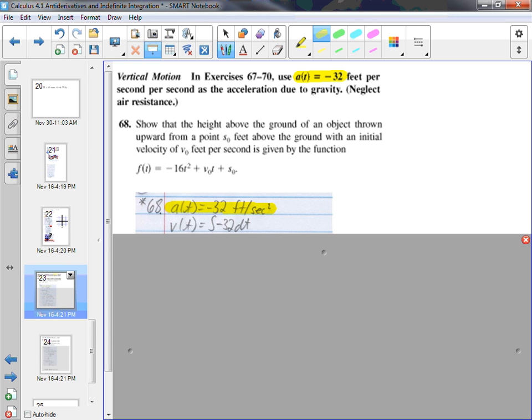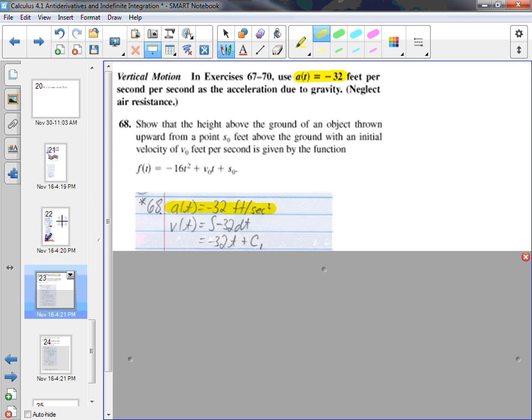So the velocity function is the antiderivative of the acceleration function, or the velocity function is the indefinite integral of negative 32 dt. Well, we can do that. What's the antiderivative of negative 32? Negative 32x, but not x, t, so negative 32t plus c. And I'm calling that c1 because I'm going to have to take an antiderivative again to get to the position function, right? I'll have a different c then. So I'll call that one c1.